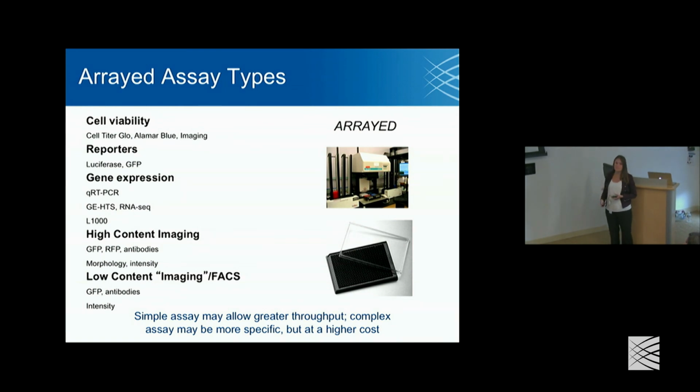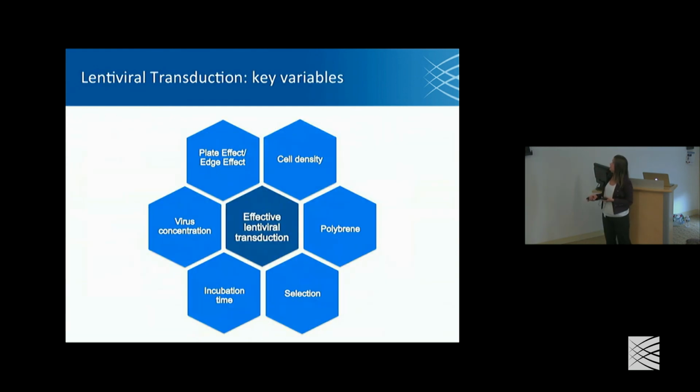So a simple assay such as cell viability is going to be better for high throughput. However, more complex assays such as high content imaging and low content imaging are going to be more specific, but they're going to come at a higher cost. So these are all the arrayed assays you can choose from. Depending on what kind of screen you want to do, you have multiple assays to choose from.